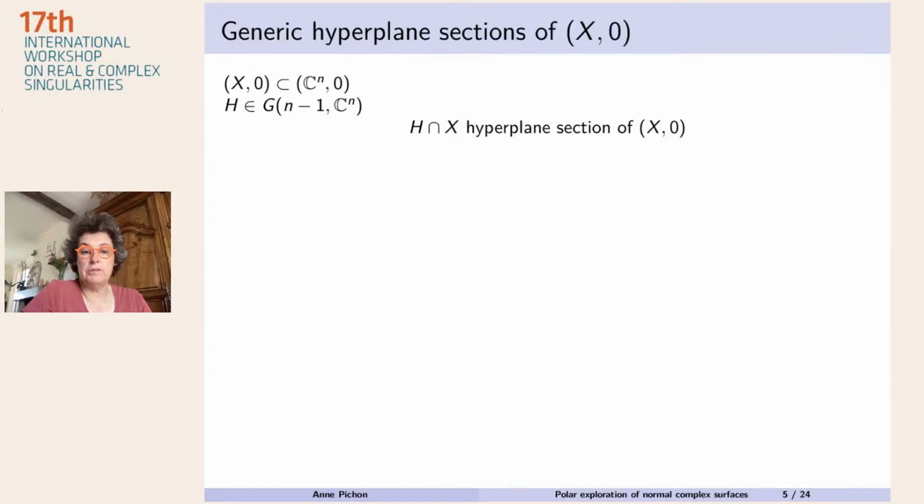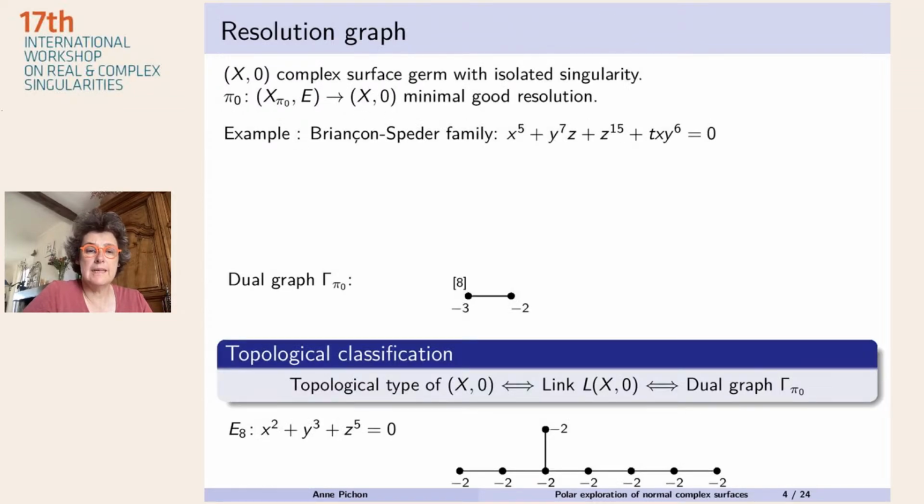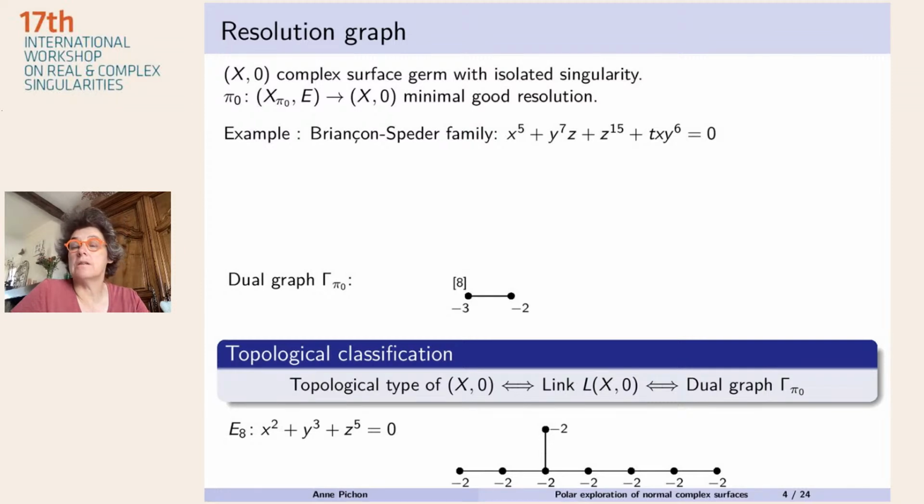And to give another example, take the singularity E8, and then you get the classical graph with 8 vertices that you can see on my slide. Okay, and so all this is topological data.